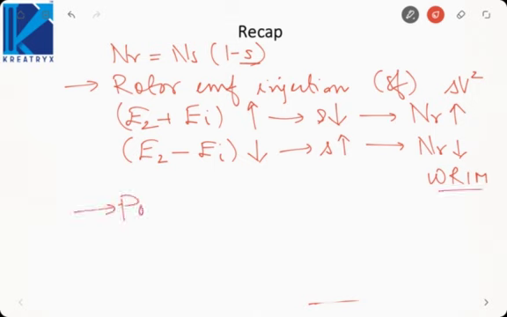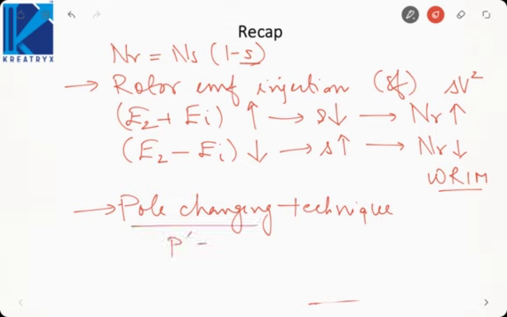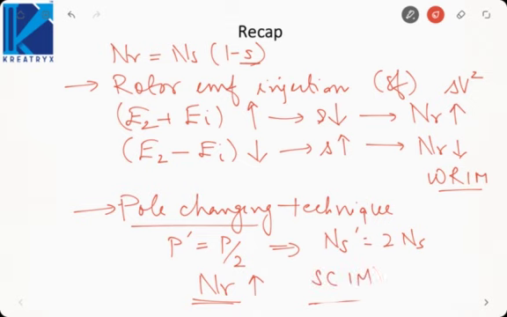Then we saw pole changing technique to control the synchronous speed. Here we reduce the number of poles to half. So we made synchronous speed to be twice the original value. So rotor speed also increases. This is only applicable for squirrel cage induction motor. Why is it only applicable for squirrel cage induction motor?